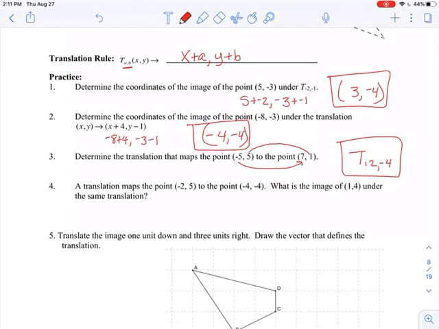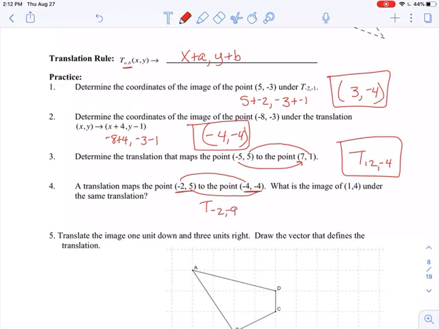So this one was different. They already did the translation and you had to figure out the rule for it. A translation maps the point (-2, 5) to the point (-4, -4). What is the image of (1, 4) under the same translation? So basically I went from (-2, 5) to (-4, -4). You need to figure out the rule. How did I go from -2 to -4? Well, I subtracted 2. How did I go from 5 to -4? Well, I subtracted 9.